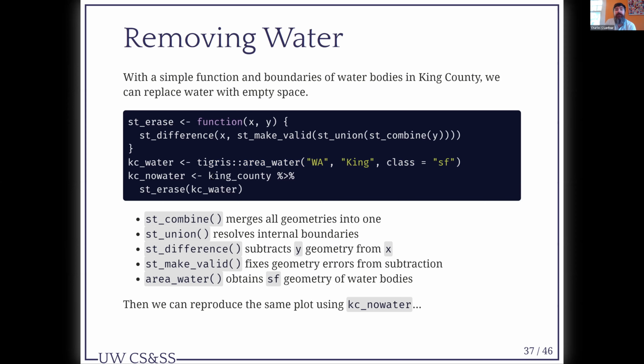Then I want to say, take my King County data and erase from it all of the water. This st_erase function takes care of formatting the KC water properly to do the subtraction, and I produce a new King County no water data frame. It keeps all of our own columns and everything like that and generates a nice no water data frame.